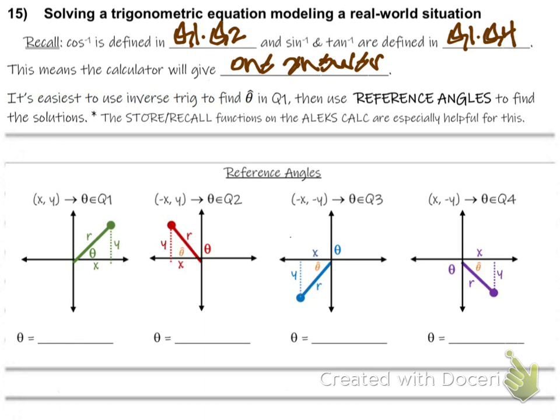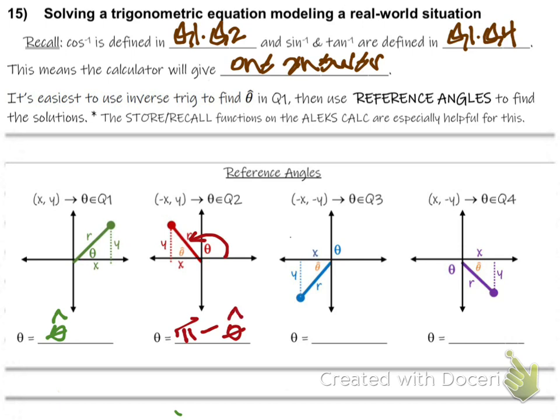So to get more than one answer, the easiest thing to do is to use our inverse trig to find our reference angle in quadrant 1, then use reference angles to find the solutions. So remembering our reference angle rules down here at the bottom, we know that in quadrant 1, theta equals theta hat. So if we've got a guy in quadrant 1, we're good to go. In quadrant 2, remember this angle would come all the way here. In quadrant 2, theta is pi minus theta hat.